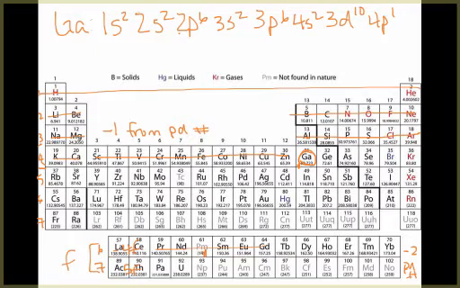Okay, so this takes us to our last notation, and our last notation is called noble gas notation.